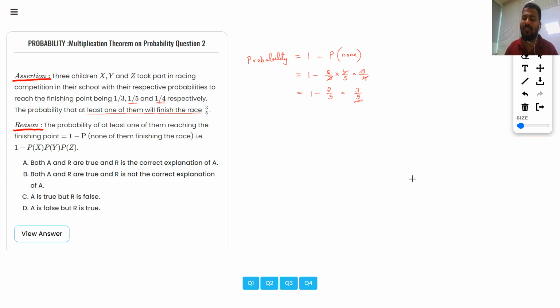So now this is what we have got as the answer from the assertion part. So this is correct in terms of assertion. Now I can see that the assertion is right. They have given the question and they have said their answer is going to be 3 over 5. Yes, it's right. Now let's look into the reasoning part.